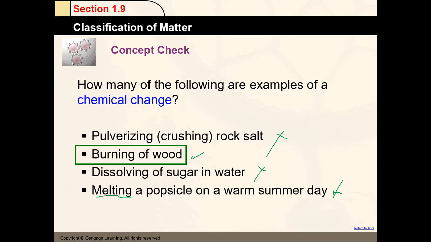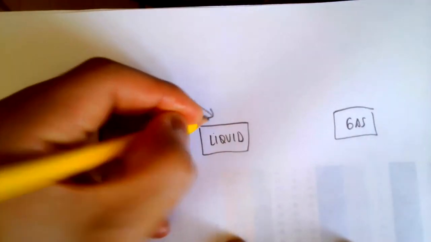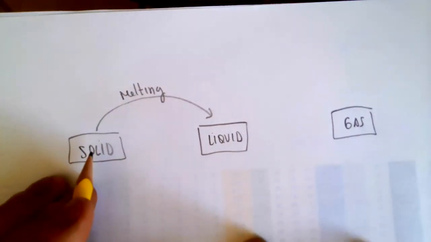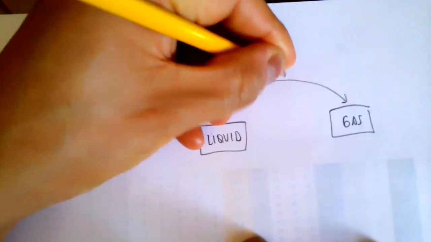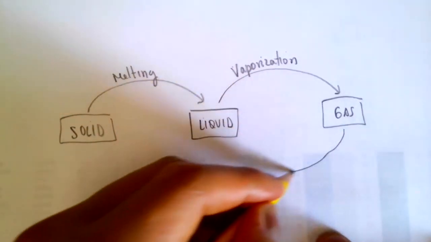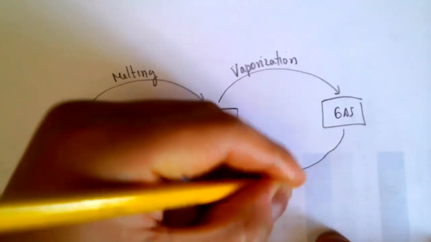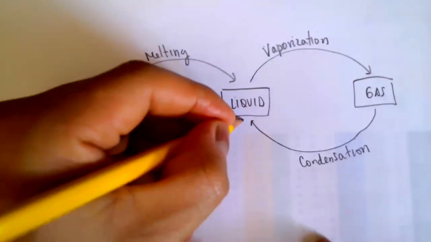Okay, so something else. It is not part of the slides, but definitely I wanted to share this with you, the changes of the state of the matter. I don't know why it's not part of the chapter, but definitely the state transitions. So we have solid, we have liquid, and we have gas, right? The transition from solid to liquid is called melting. The transition from liquid to gas is called vaporization or evaporation. Okay? The transition from gas to liquid is called condensation. And the transition from liquid to solid is called freezing.